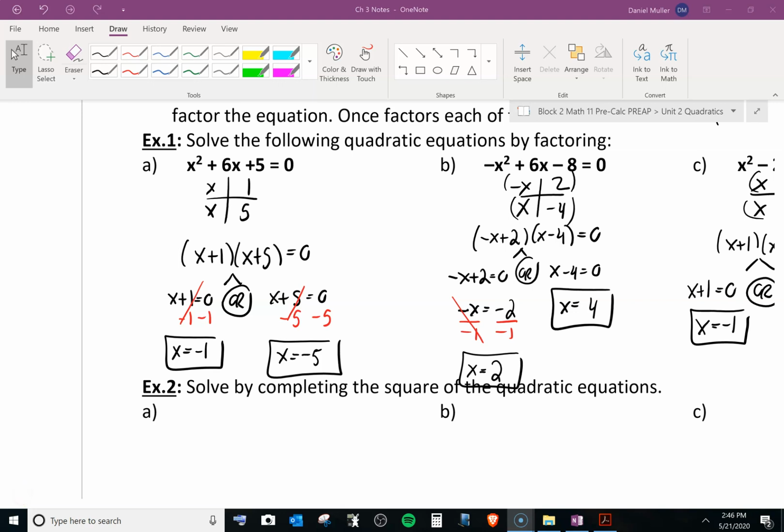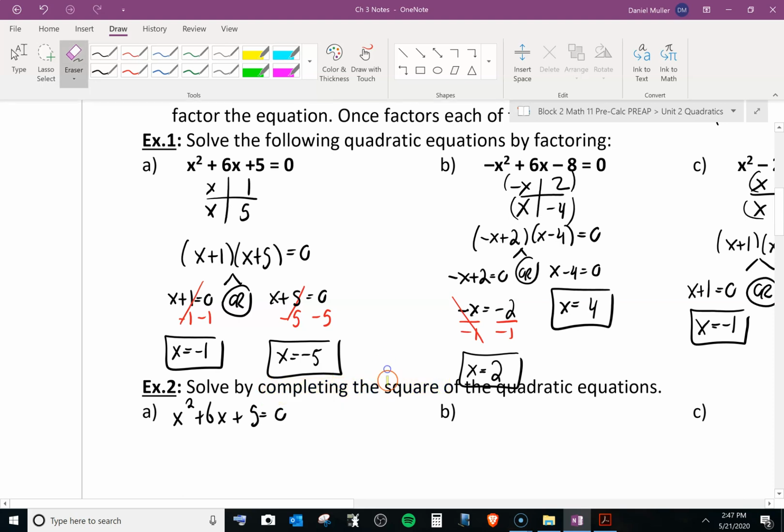Okay, example 2. Let's do the exact same questions, but this second way. I have to copy it down here because I didn't write it. I was too lazy, I guess, and now I have to do it here. All right. So it says we want to do it by completing the square.